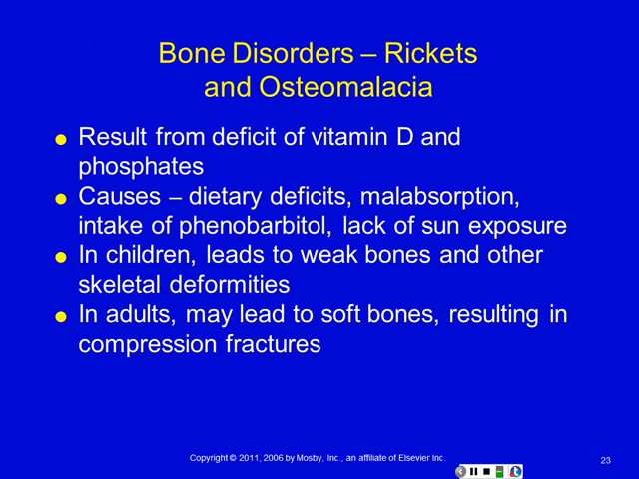Other ones, Rickets and Osteomalacia. So Rickets is a vitamin D deficiency. Without vitamin D, we don't absorb calcium very well.